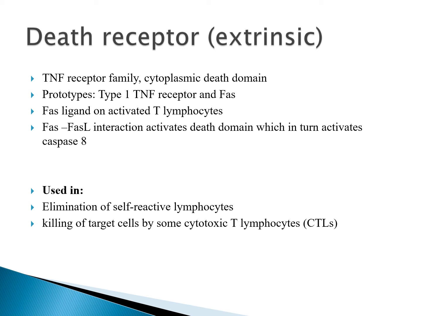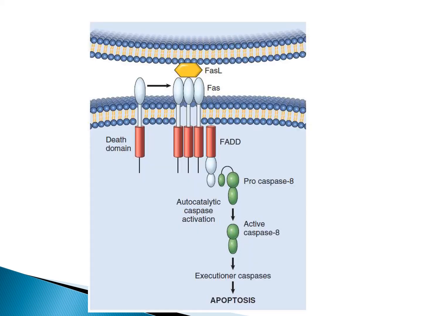This pathway is usually used in certain scenarios, like in the elimination of self-reactive lymphocytes and in the killing of target cells by some cytotoxic T lymphocytes. These target cells could be virally infected cells, for example, or tumor cells. So this is the death receptor.